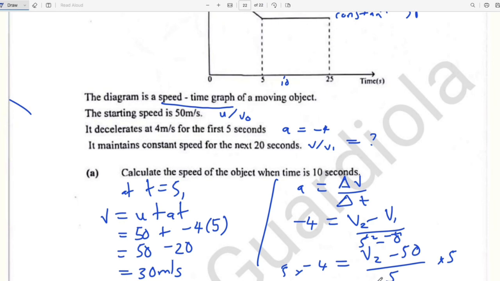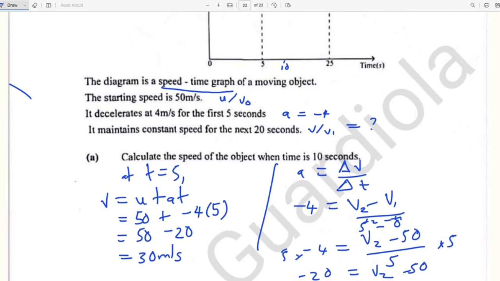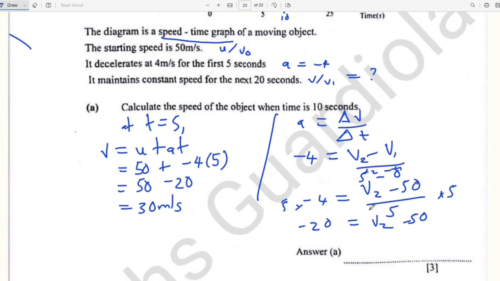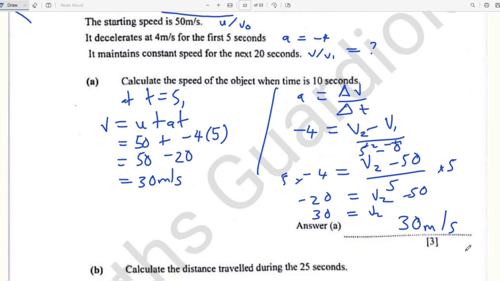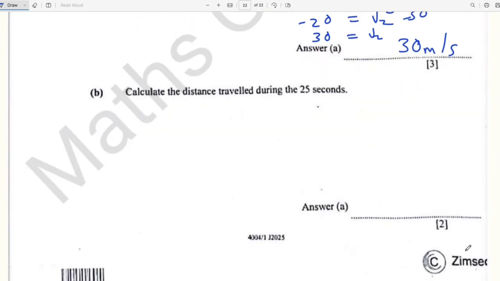Then we're going to get minus 20 is equals to v2 minus 50. Again, you can see that it's an alternative form of v is equals to u plus at, and we're going to get the same answer. Minus 20 is equals to v2 minus 50. Then we take 50 to the other side, minus 50 is going to become 50. 50 minus 20 goes to 30, which is equals to v2, and we get the same answer there.